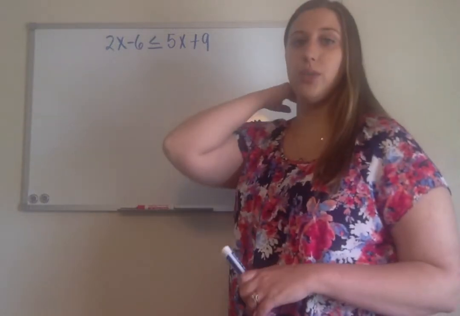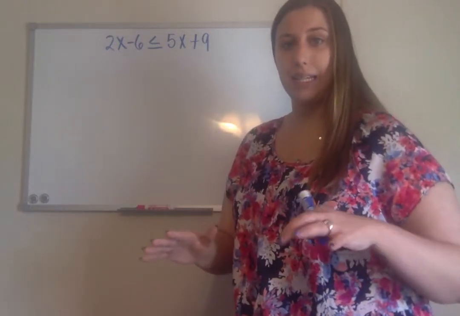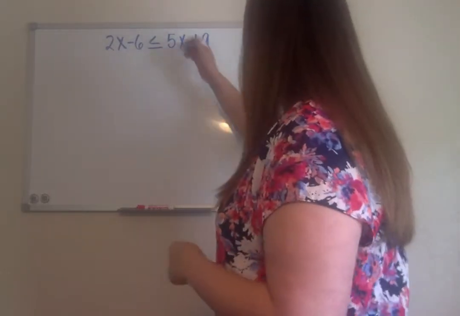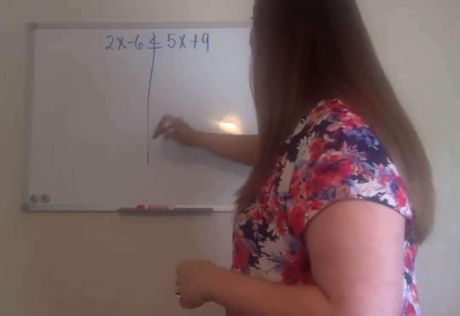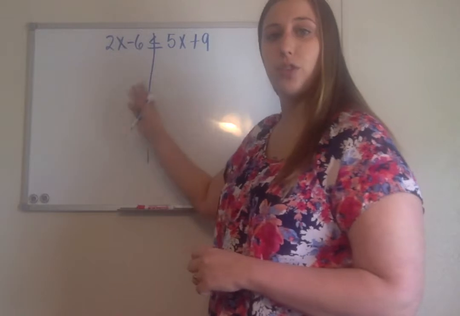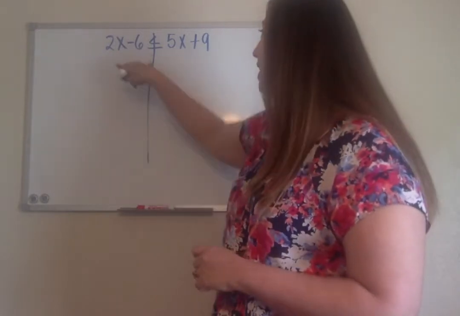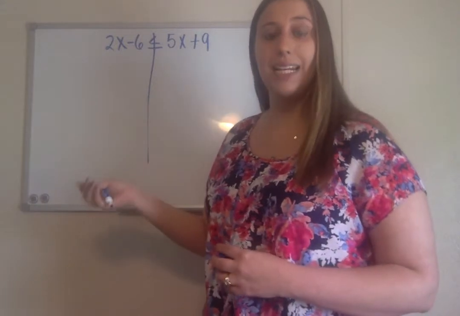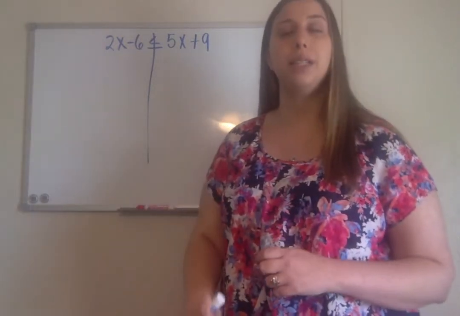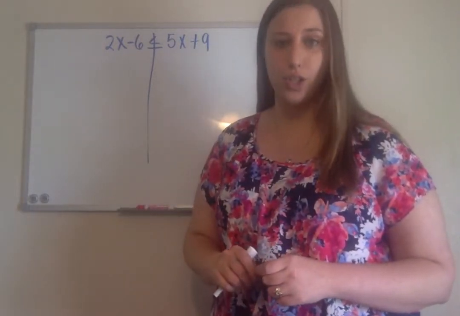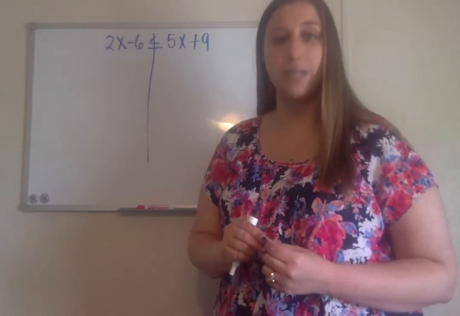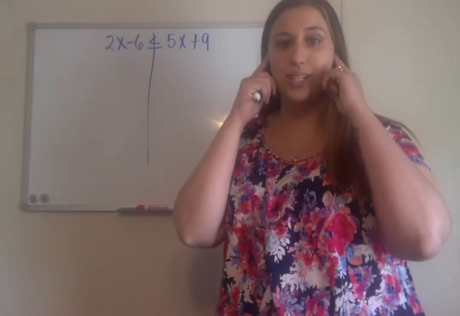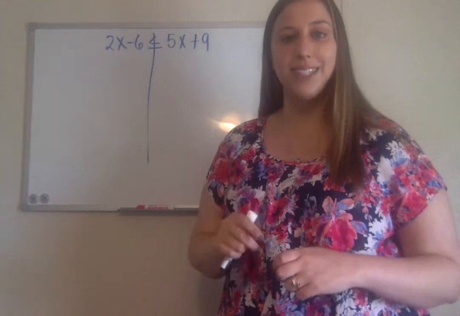So again, we're going to do this exactly the same as equations. I'm going to draw my line down the middle because whatever I do to one side, I must do to the other side. We have variables on each side, but our goal is to get them on the left. Right now it is extremely important to make sure you're getting your variable on the left side. I want you to get that drilled in your head: variables on the left side.